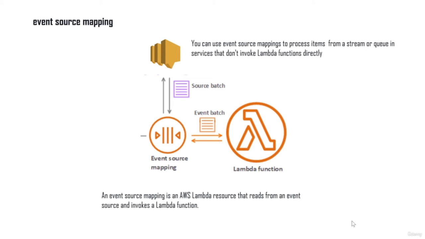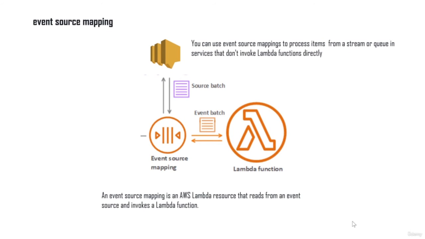So this is basically a Lambda that is invoking the event source mapping to check if there are any new messages within it. So in this particular example, the event source mapping can read the data from the queue and it can store it as a source batch. So it can store multiple items within the same batch. And once this batch is stored in the event source mapping, the Lambda function can read that same data as an event batch and it can process it. So that is how the event source mapping works.